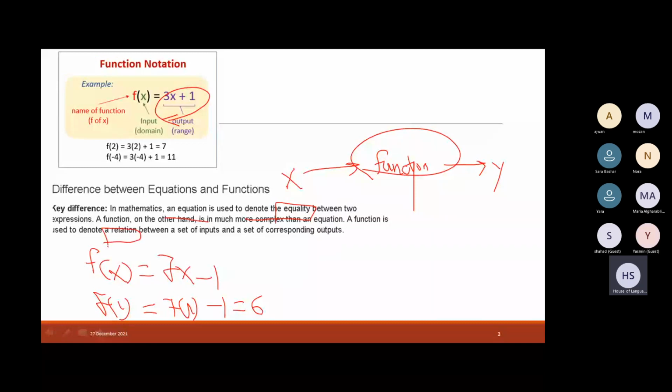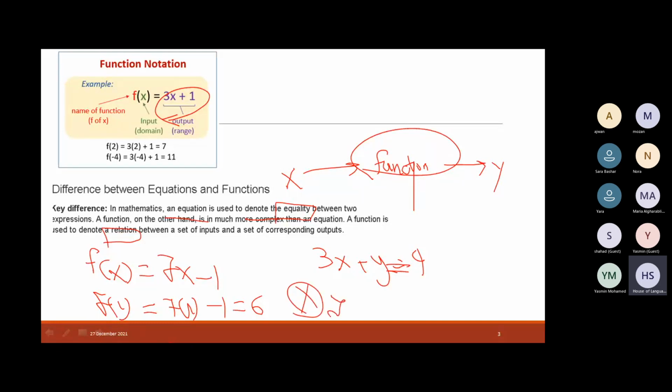So, to understand the difference: in 3x plus y equals 4, there's an equality sign, with 3x plus y on one side and 4 on the other side. This is an equality. But in a function, remember that a function is a relation. The equation gives equality, while the function gives me the relation between the input x and the output y. This is just extra information.